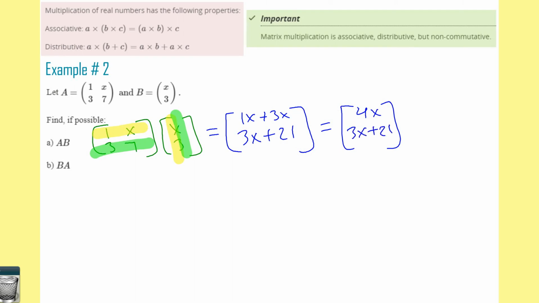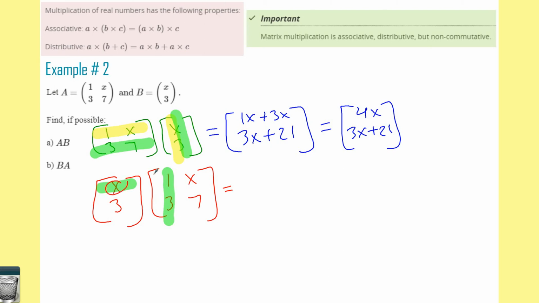That's that matrix. However, when I do BA, I have x by 3 and then 1 by 3, 7. Now when I multiply this, I run into a problem, because when I do this row times this column, I can't do it. There's not enough values to match up. I have a 1 and an x that can line up, but there's nothing to pair with this 3. So I can't do this one. Doesn't work.